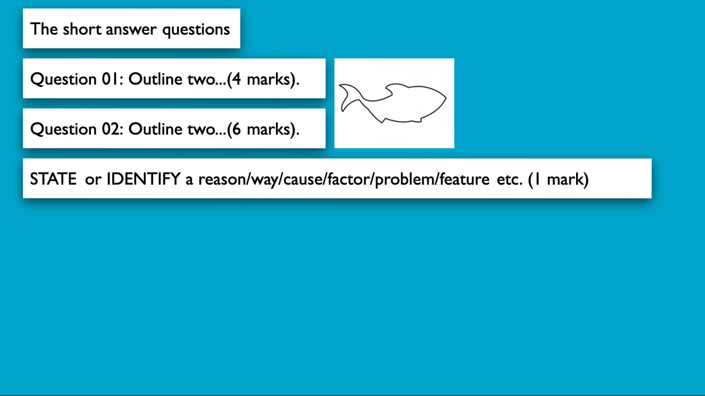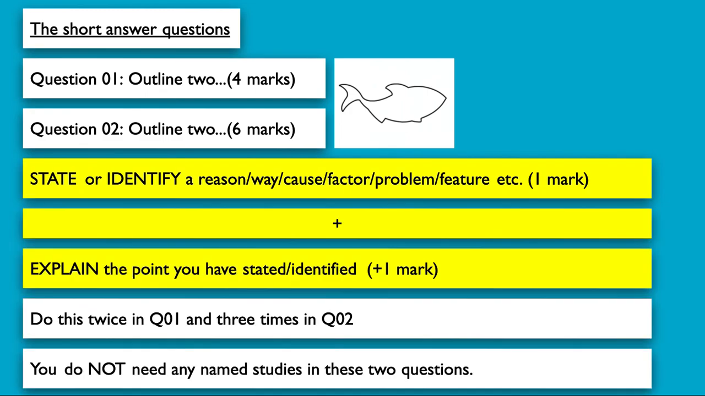You get 1 mark per factor, way, reason, etc. So you can start by identifying or stating this for 1 mark, and then explain the point you have just stated or identified, making sure that it does answer the question set for the extra plus 1 mark. You need to do this twice in question 1 and 3 times for question 2. It would be a good idea to leave a blank line between each of your 2 or 3 parts of your answer. Remember, you do not need any named studies in your response to either of these 2 questions.